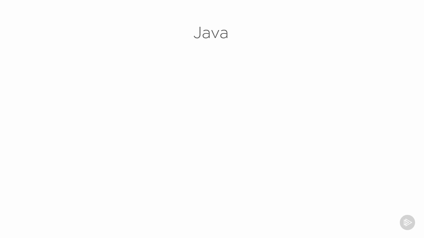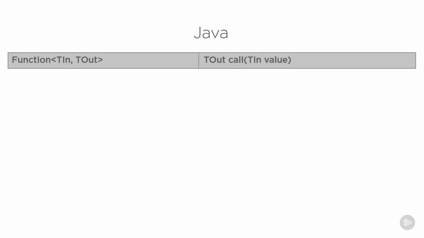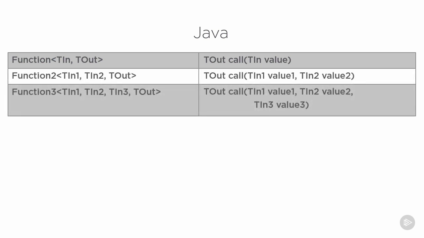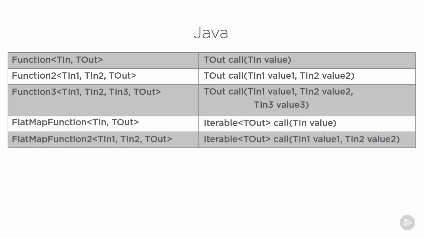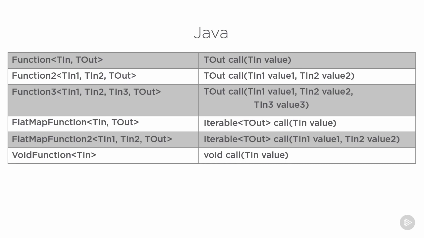Now, what are the available options to us for the function classes? We've already seen the generic function, which takes in a parameter of a certain type, outputting either the same or new type. There are also Function2 and Function3, where the numbers refer to the number of input parameters that the call method expects. Then, there's the flat map function classes, which are similar to the map ones, except the call method is expected to return an iterable of the output type. Then, for methods like forEach, which don't have a return type, there's the void function.